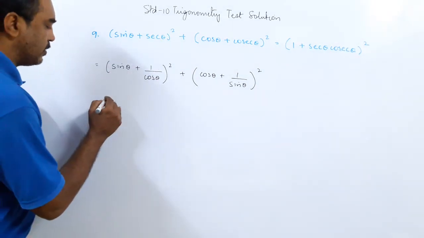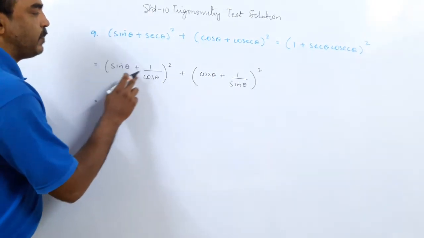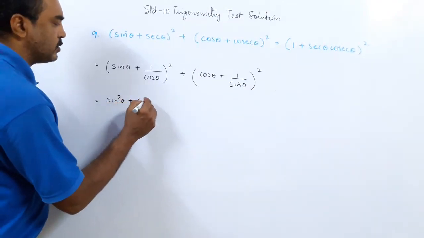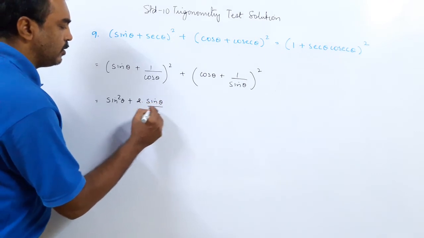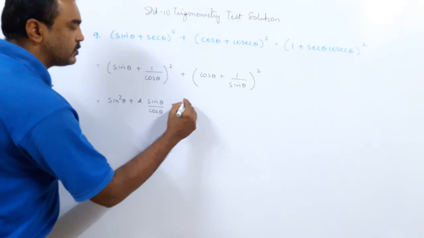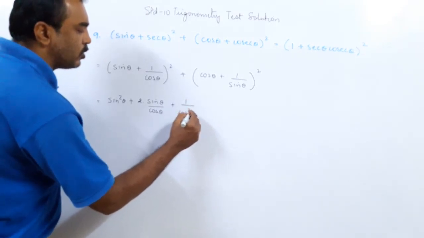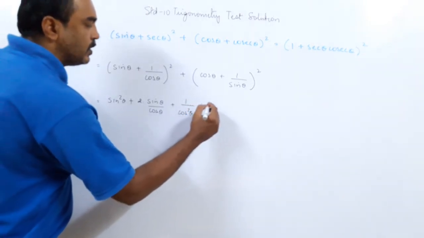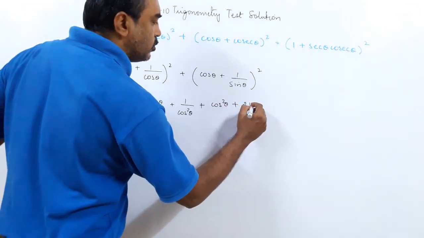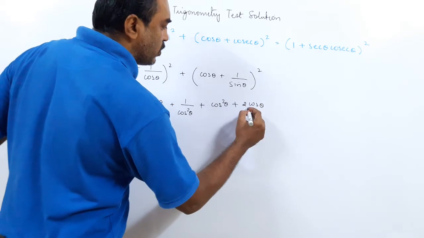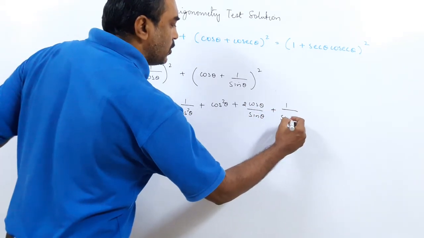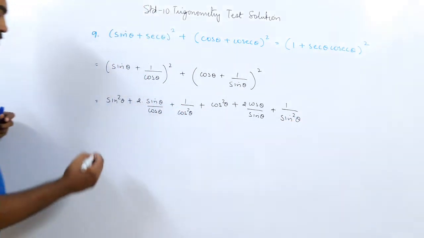Now open the bracket. So what we get here, a plus b the whole square is a square plus 2 into a into b, that is 1 upon cos theta into sin theta is this, plus 1 upon cos square theta, plus cos square theta plus 2 into cos theta into 1 upon sin theta, this cos theta upon sin theta, plus 1 upon sin square theta.